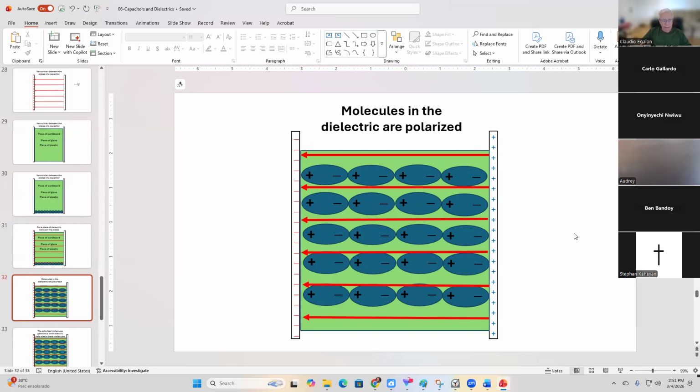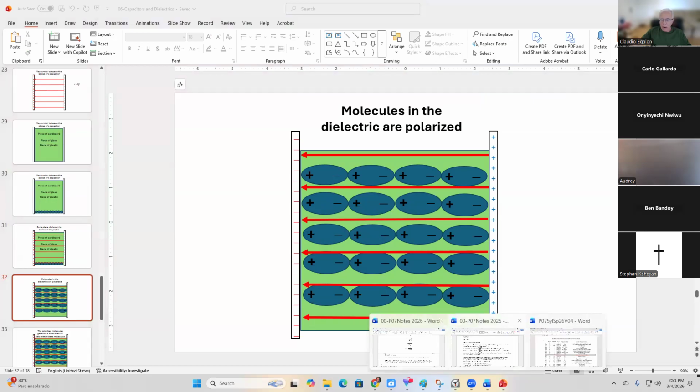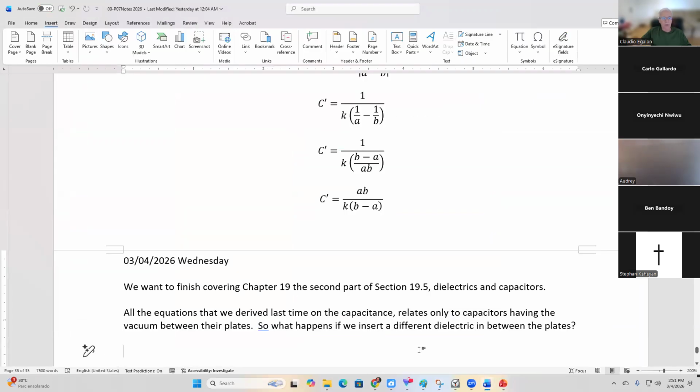Okay, let's write that down in the notes, so you will leave it documented. All the equations that we derived last time on the capacitors relate only to capacitors having vacuum or air between their plates. Now the follow-up question is, what happens if we insert a different dielectric in between the plates? Okay.